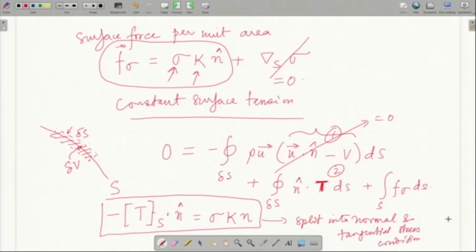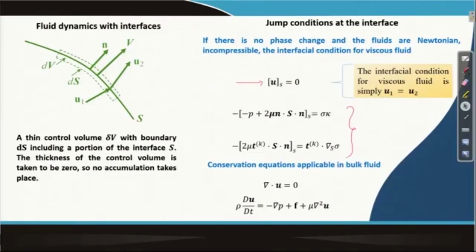And if you do that, then you will be able to understand how the jump conditions are being implemented here. So, these are the two jump conditions, one is coming from the normal part, the other is coming from the tangential part of that equation. So, the normal part is the first one, while the tangential part is the second one.